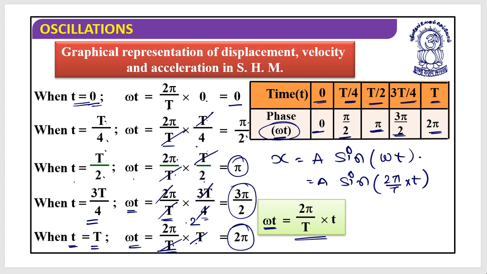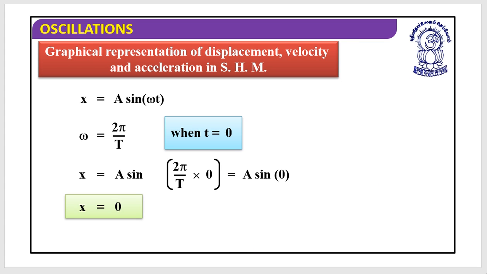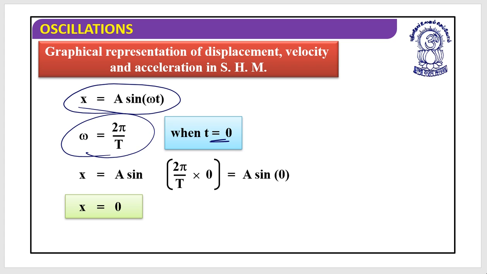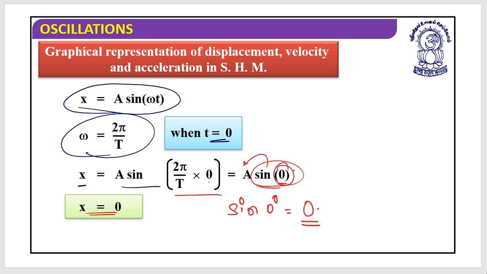Now if I put these values into the displacement relation, x = a sin ωt, where ω = 2π/T. When t = 0, x = a sin(2π/T into 0), which is a sin 0 degree. As we know, sin 0 degree is 0, so anything multiplied by 0 is 0. So initially at t = 0, the displacement would be 0.